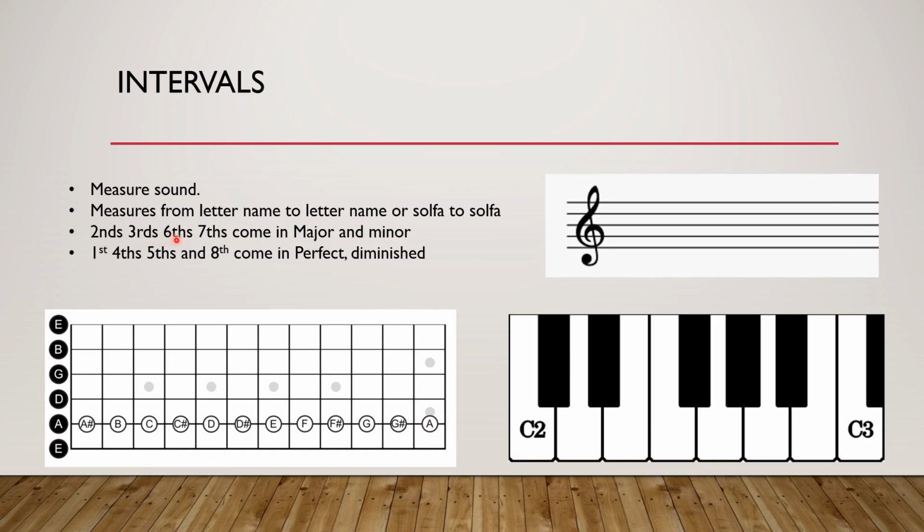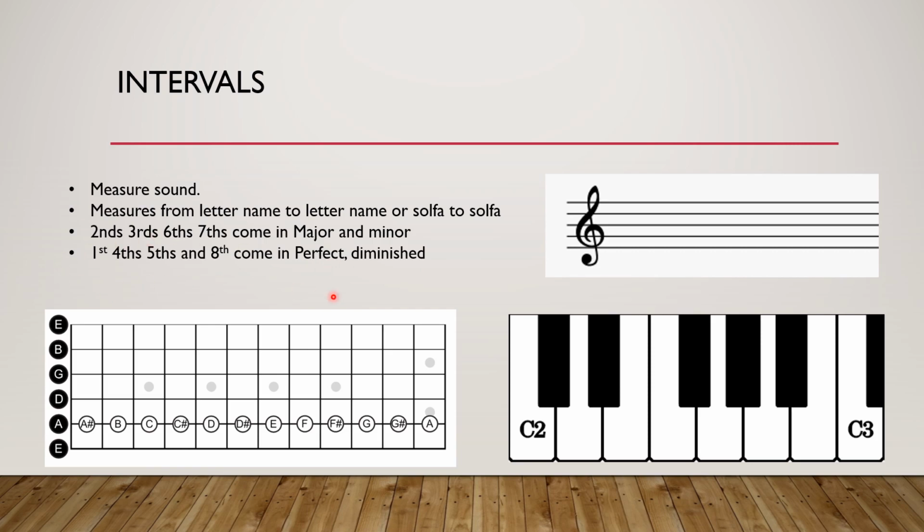Seconds and thirds, sixths and sevenths come in major and minor. They also come in diminished and augmented, but we rarely see them. Firsts, fourths, fifths, and eighths come in perfect, diminished, and augmented styles, mainly in perfect.